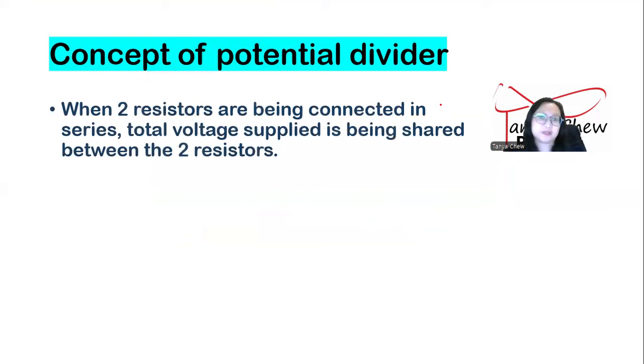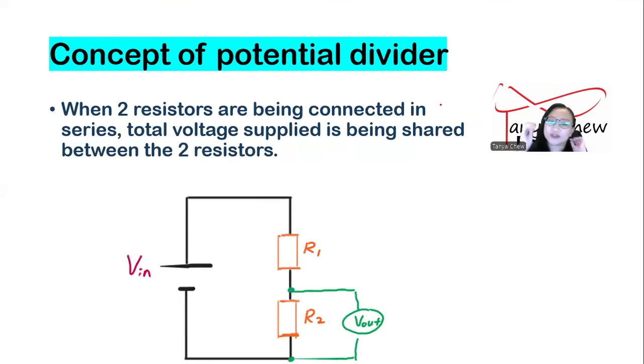Now, the concept of potential divider is as simple as this: when 2 resistors are connected in series, the total voltage that you supply to these two resistors can be shared among them. So this is the circuit diagram for a potential divider. The equation, or the ratio of the potential divider, uses the ratio of voltage compared to the ratio of resistance. So I use V output, which is measured by the voltmeter, over V input, the voltage being supplied to the circuit, is equal to... if you cannot remember, it doesn't matter.